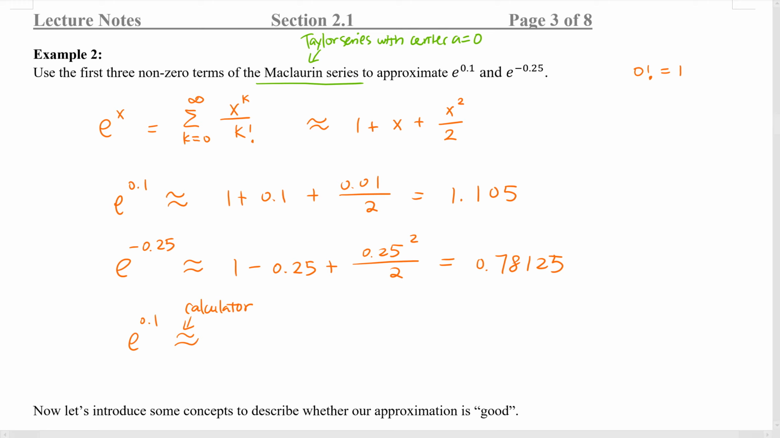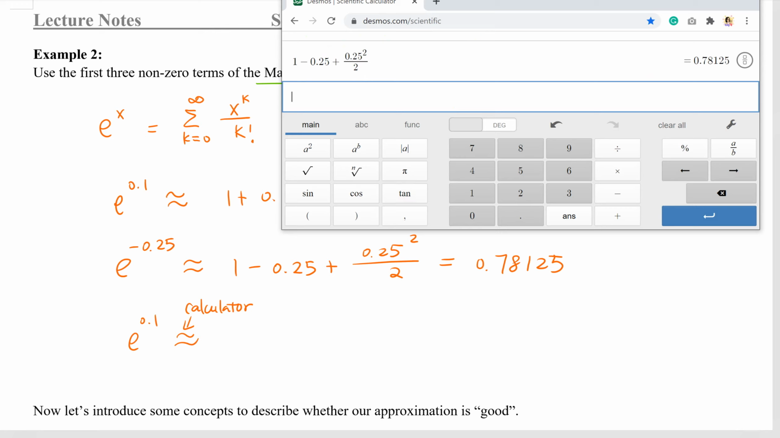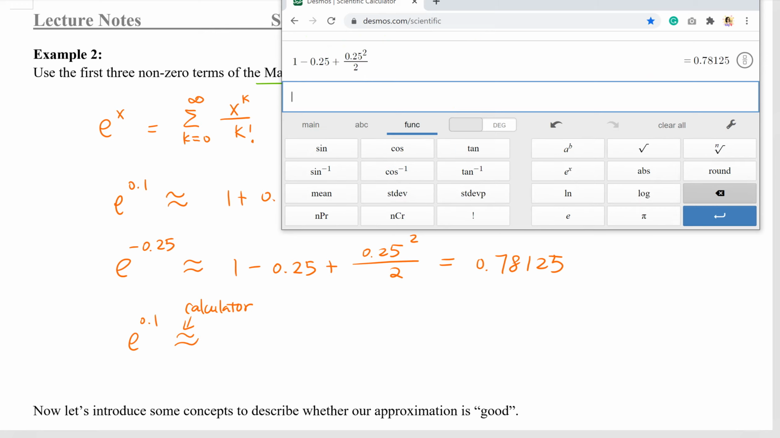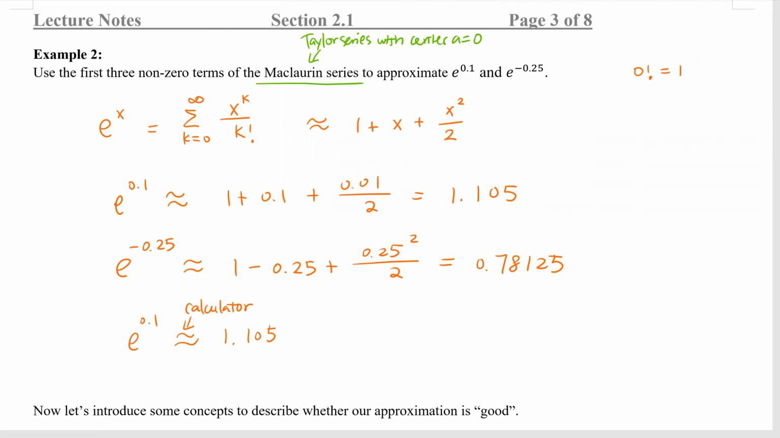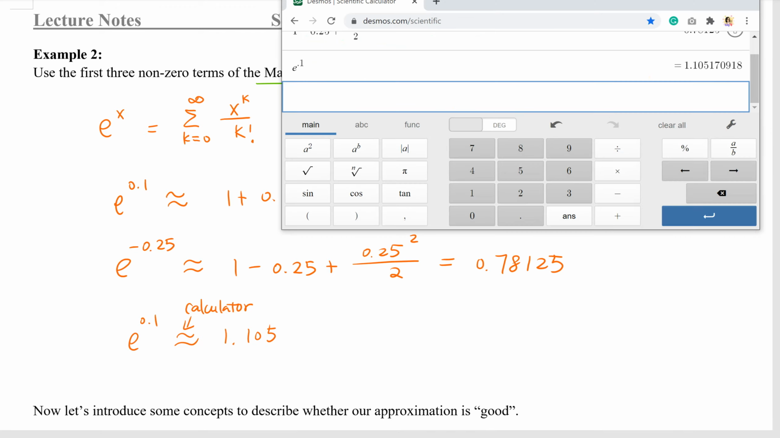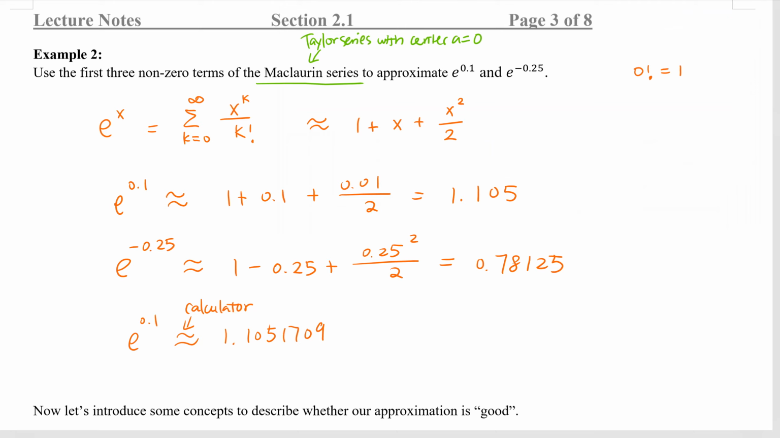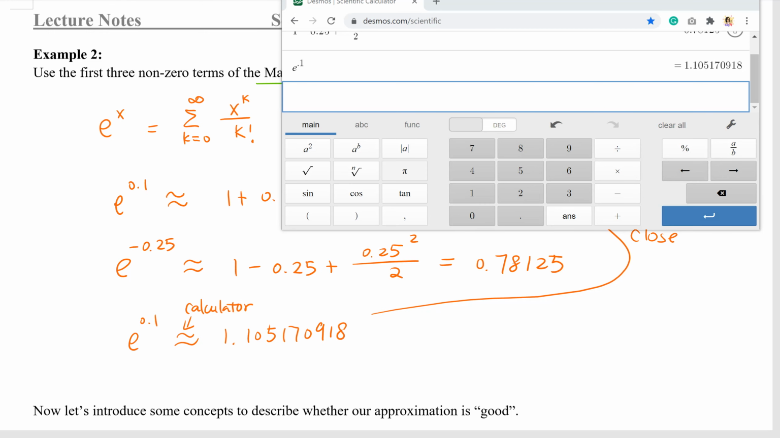Okay, and what's e to the 0.1? So let's see, where is the e? Okay, here. e to the 0.1 equals, see, 1.105170918. Can you see? It's so close. See, it's so close. So it means good. We're good. Let's continue to check the other one.